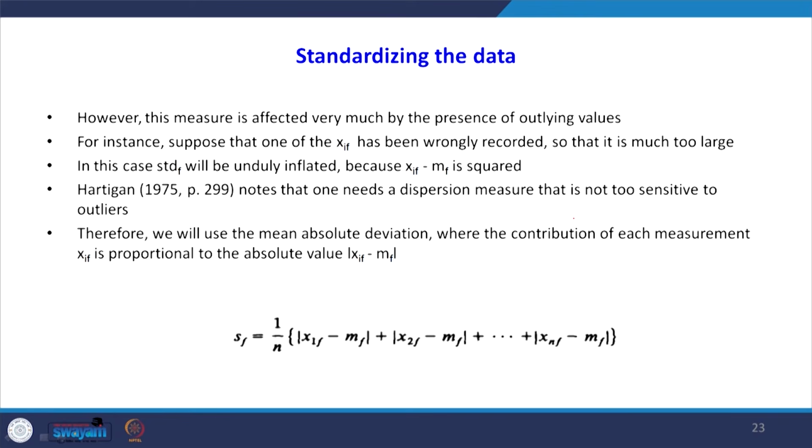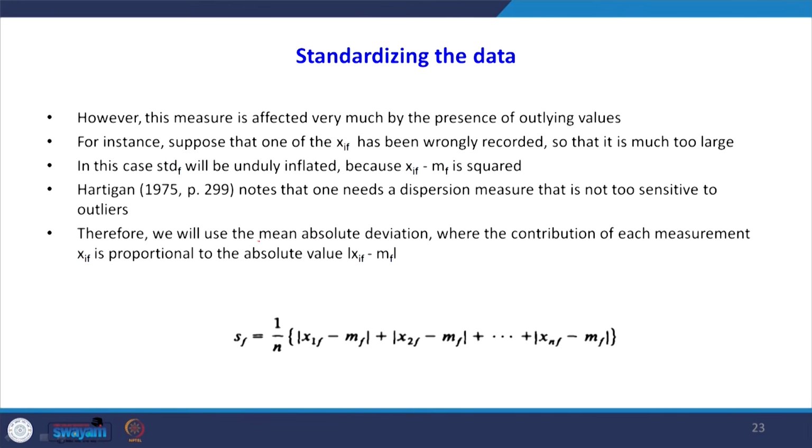For instance, suppose that one of the x_if has been wrongly recorded, so that it is much too large. In this case, the standard deviation will be unduly inflated because we are squaring, (x_if minus m_f) squared. So, Hartigan in the year 1975 notes that one needs a dispersion measure that is not too sensitive to outliers. Therefore, we will use the mean absolute deviation.